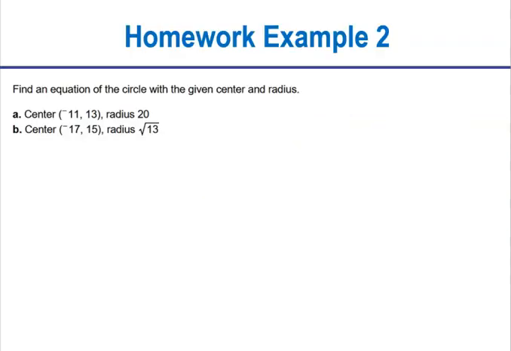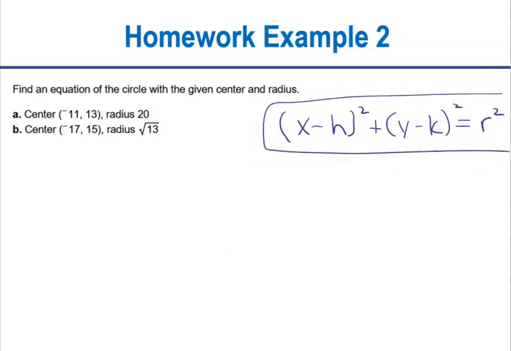So here's the first one. Now, how about we write down our equation of a circle that we just learned over here? Remember, it is x minus h squared plus y minus k squared is equal to r squared. So when you see problems that say find the equation of the circle with the given center and radius, you go ahead and write that formula down because you're going to need it.